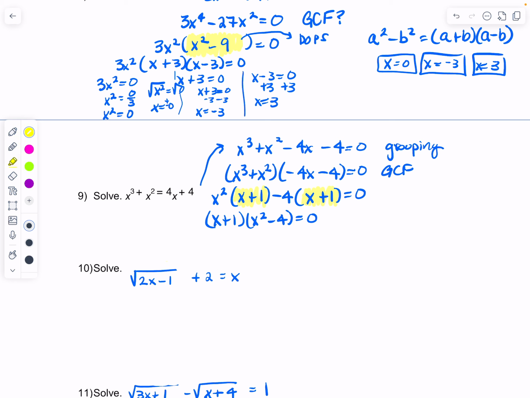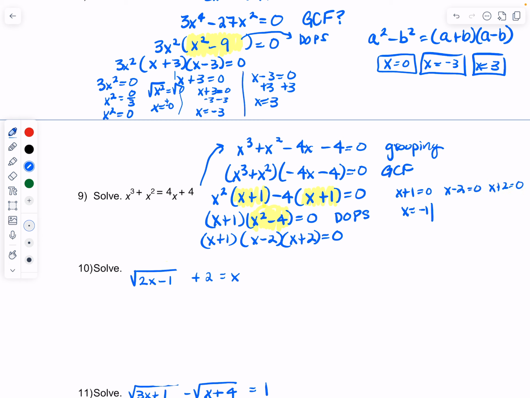Again, be careful, because I have a squared term minus a constant. And that looks to me like the difference of perfect squares, which it is, because x is squared and so is 4. It's a perfect square. So that factors out into x minus 2 and x plus 2. And remember, we have the x plus 1 from earlier. So now I have to set each one of these guys equal to 0 and solve. So x equals negative 1, that's my first answer. X equals 2, second answer, and x equals negative 2, third answer.